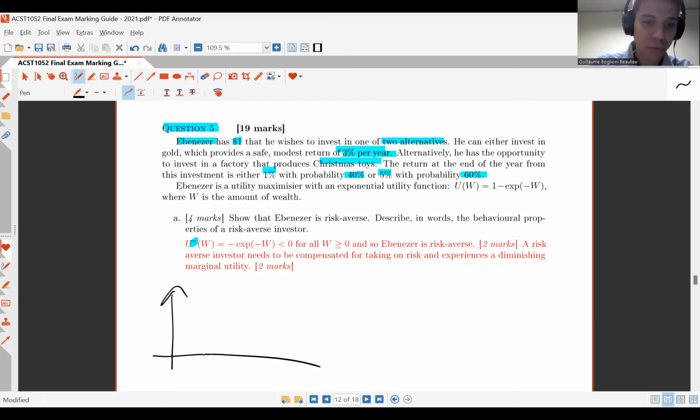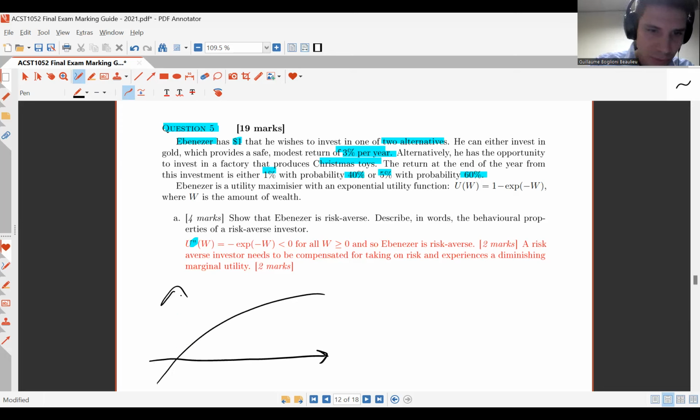That's exactly the criteria we saw to determine that someone is what we call risk averse. Well, that's a terrible axis, but here, if W is 0, then his utility will be 0. Otherwise, it's going to be increasing, but at a decreasing rate. Okay, something like this. And then I think that's about it.